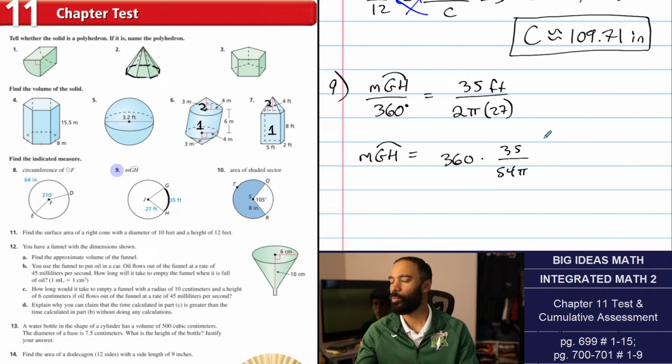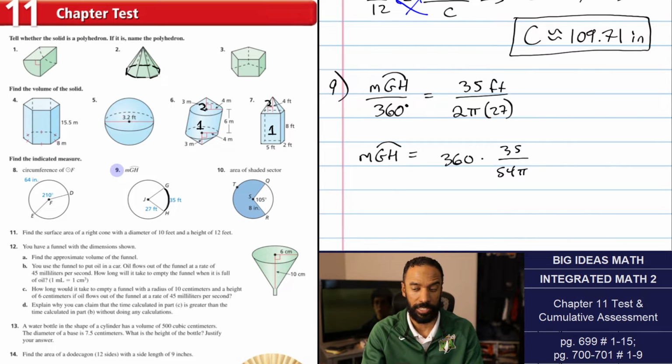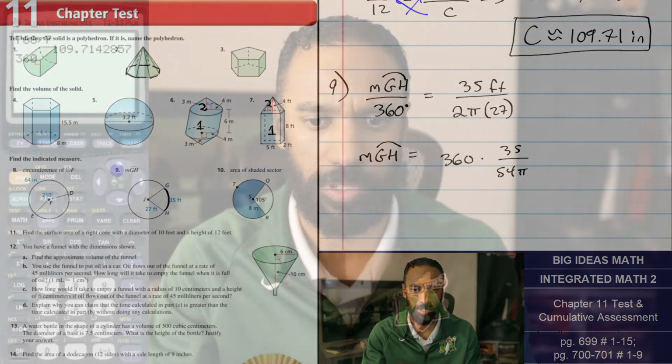So I'll go straight into it. Once again, I'll use the calculator, and I'm going to round this however it is. Maybe it's an exact answer, but probably not with the pi involved. So 360 times 35 out of, do not just write 54 pi like this. I'll show you the difference in this answer, which is wrong. And you should probably expect that to be wrong.